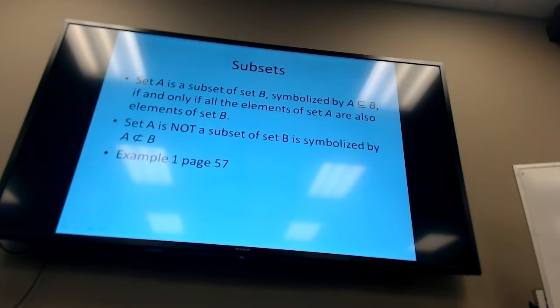Now let's look at example B. A set A in which X is defined as X is a letter in the word proof, any letter in the word proof. B is a set of Y where Y is a letter in the word roof. So is A a subset of B?